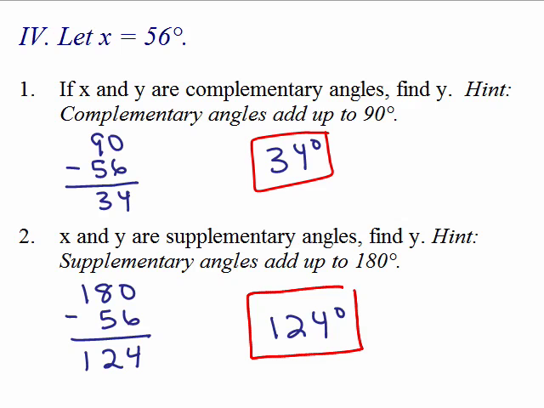Something you might notice is the supplementary angle is 90 degrees more. So 34 plus 90 is 124, because from 90 to 180 is going to be 90 more degrees as well. So they should be 90 degrees apart from each other.